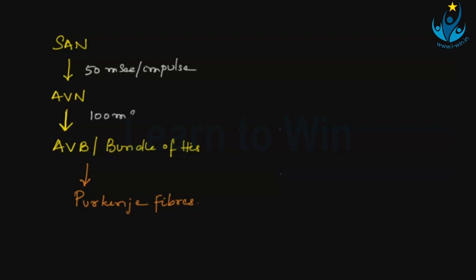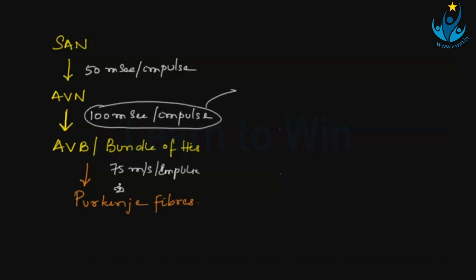The same impulse will take 100 milliseconds in the AVN node, because of the smaller diameter, it is getting slower. And in the bundle of His and Purkinje fibers, it is 75 milliseconds per impulse. Just leave it at 75, right? So this delay is happening. Why is this delay happening? Due to the small diameter of the AVN fibers.